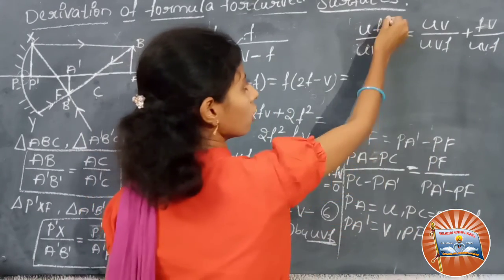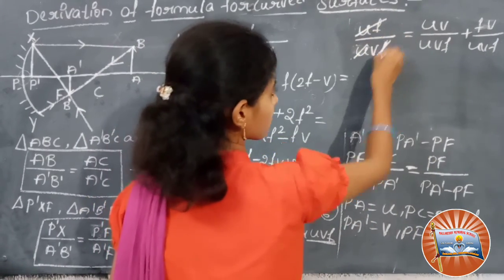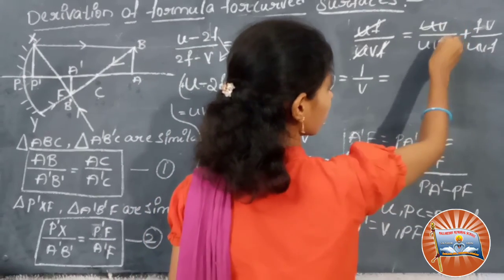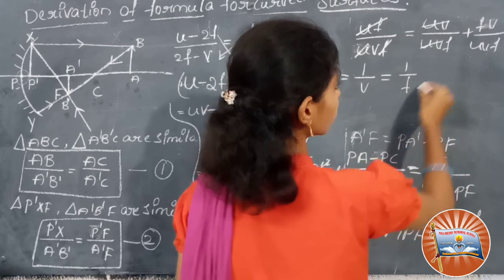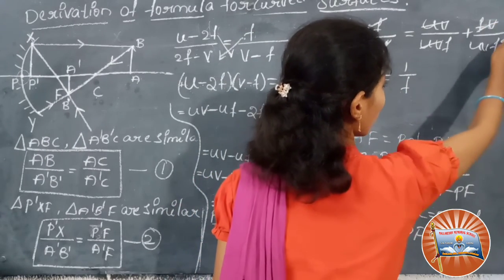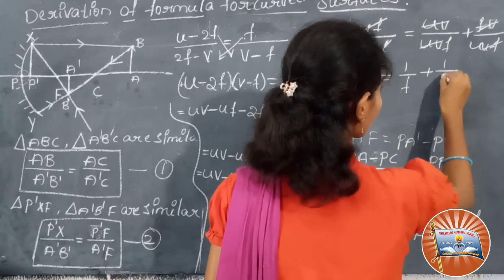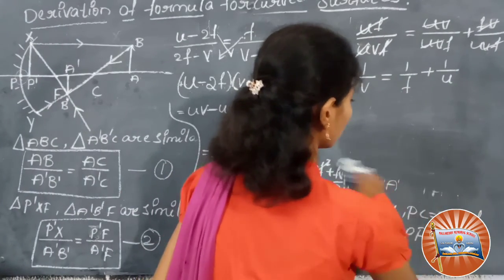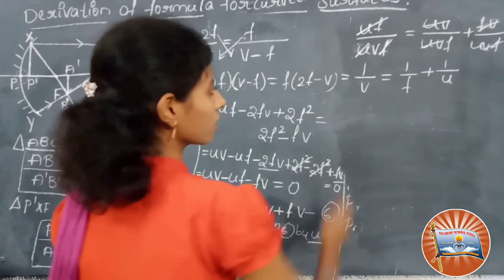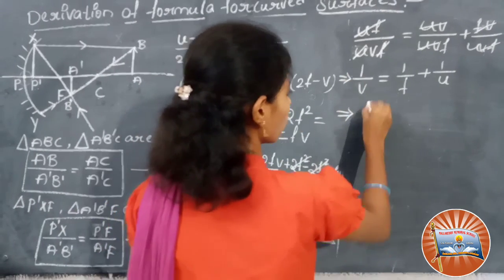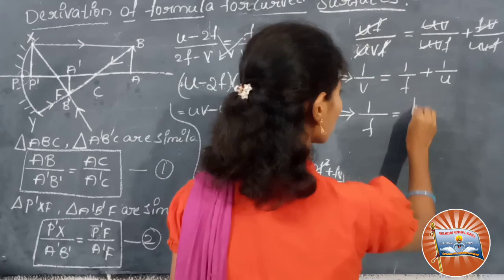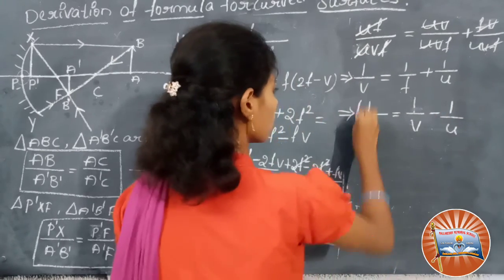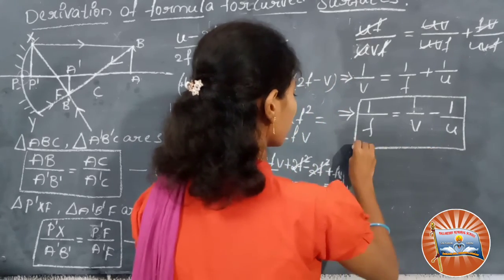So what will we get here? UF gets cancelled, so 1 by V we will get here. And UV gets cancelled, so 1 by f. Now fV will get cancelled, so we get 1 by U. So we can write the mirror formula is 1 by f is equal to 1 by V minus 1 by U. So this is the mirror formula.